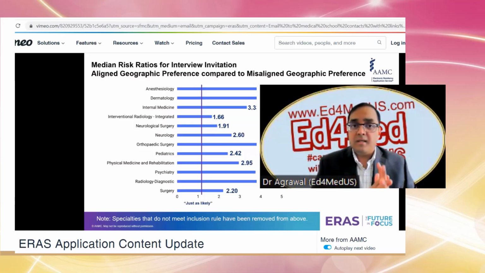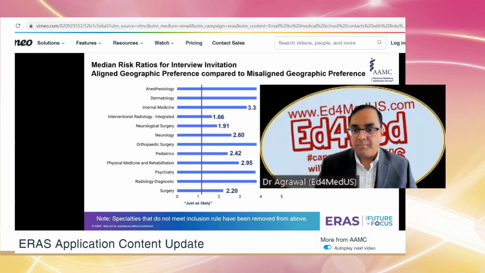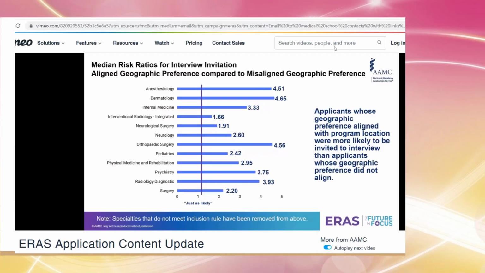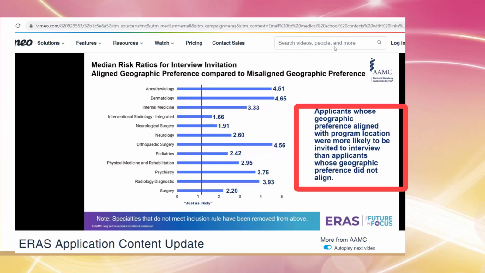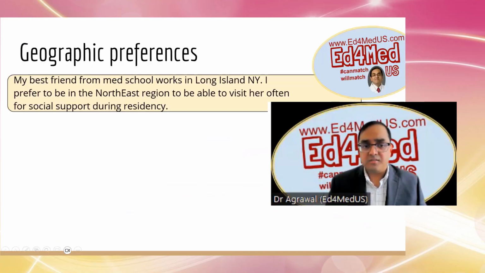So if you say, I want to be in the Philadelphia, what's the name of that? The Middle Atlantic. If you say you want to go to the Middle Atlantic region and apply to a Philadelphia program, your chance of getting an interview invite goes up. And that's exactly what they say here as a conclusion. Applicants whose geographic preference aligned with the program location were more likely to be invited to interview than applicants whose geographic preferences did not align. So keep that in mind when you are deciding upon your geographic preferences.